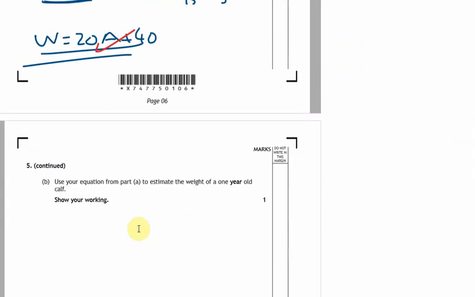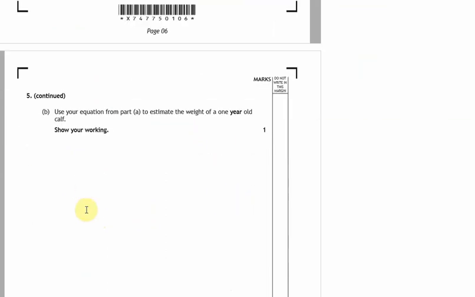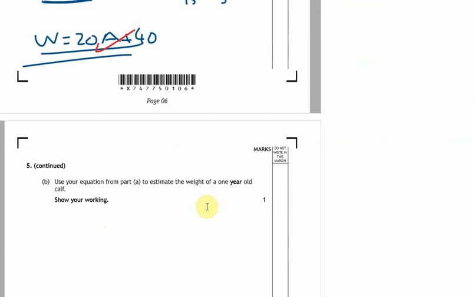Yeah, good stuff. And part B, we've still got time. Loads of time. Part B, use the equation for me to work out the weight of a 1-year-old calf. Okay, so the equation was W is equal to 20A plus 40. Now it's for 1 mark, right? So it can't be that tricky. So we're working out the weight, so W, so there's no rearranging. We're actually working out W, and the age is 1.